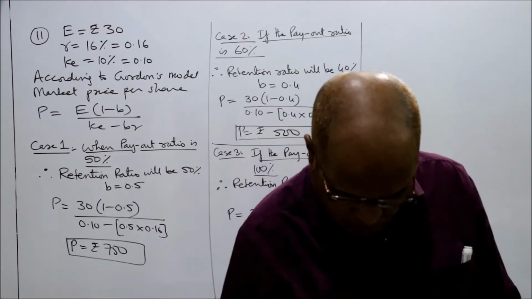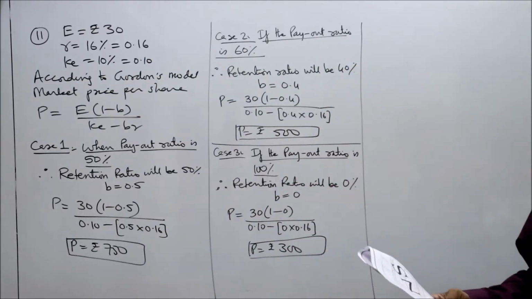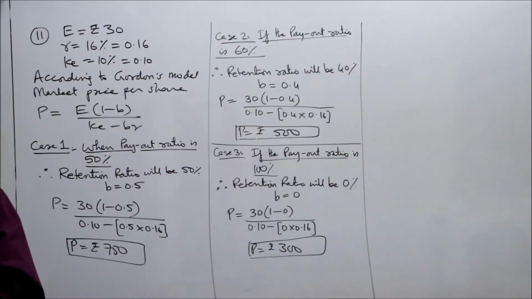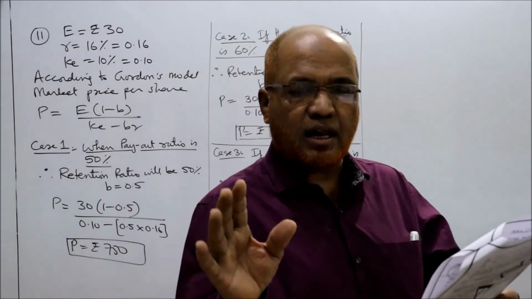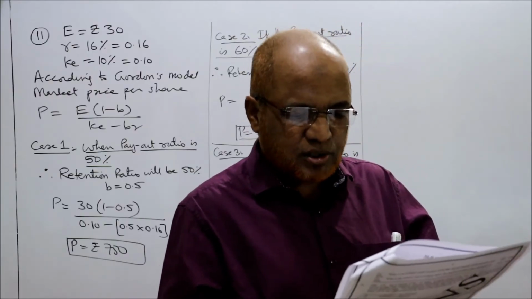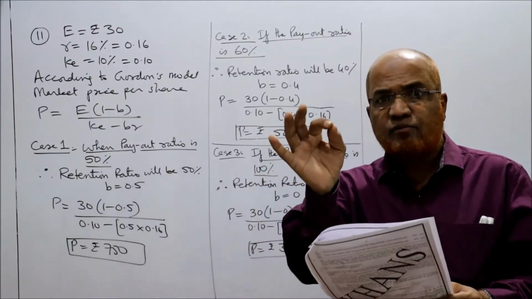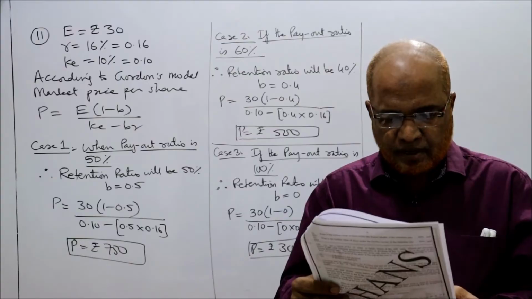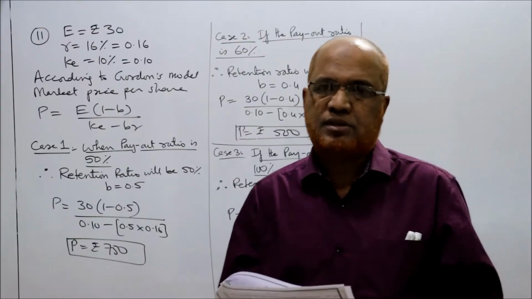Now, see the problem number 12. The following information is available in respect of a growing firm for determining its optimum dividend payout ratio. Actually, this problem is exactly similar to the previous one. Rate of return on investment R is equal to 15%. Cost of capital KE 10%, EPS 20 rupees. Exactly same what we have done in the 11th problem. Only figures are changed. Calculate the value of the share according to Gordon's model if the payout ratio is 40%.